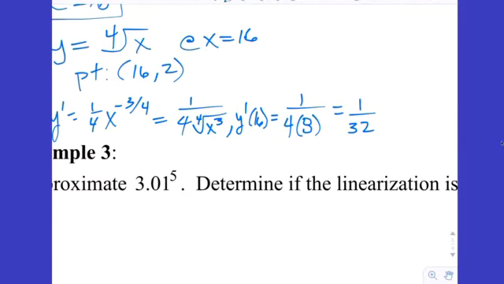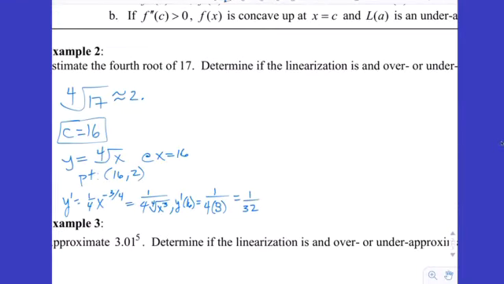So now, the equation of the line, I'm just going to go straight to calling it L of x. So L of x, the tangent line equation, is the y value of 2 plus the slope 1 over 32 times x minus the x value of 16.